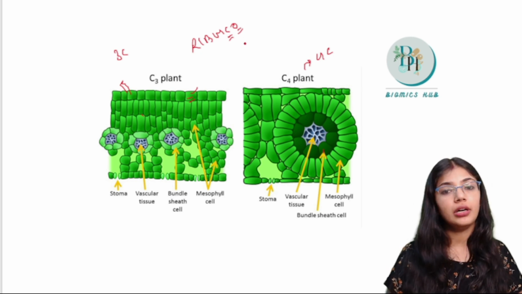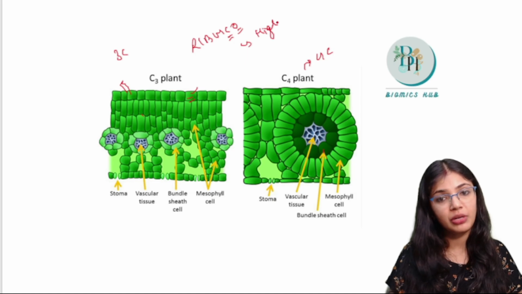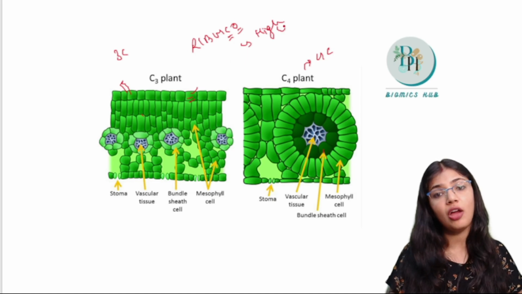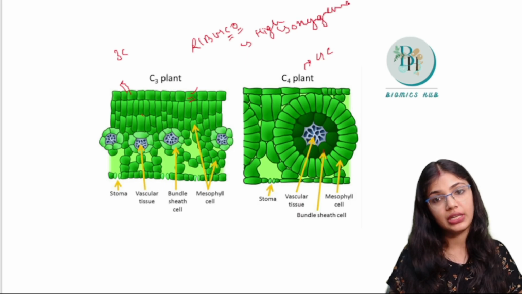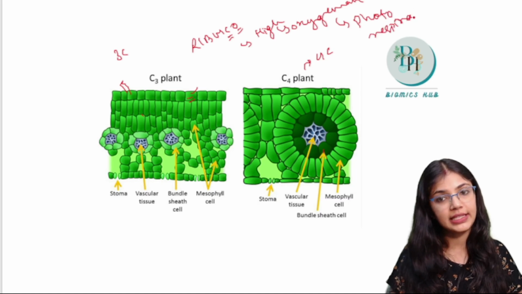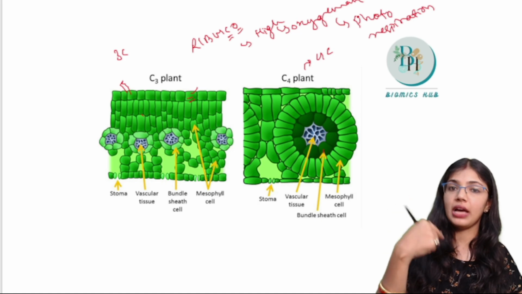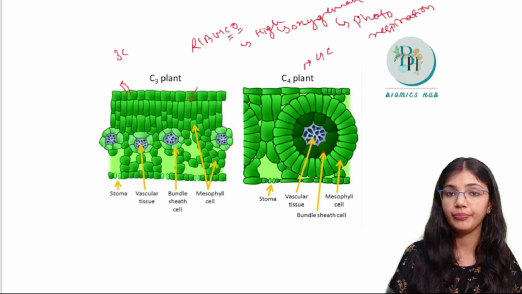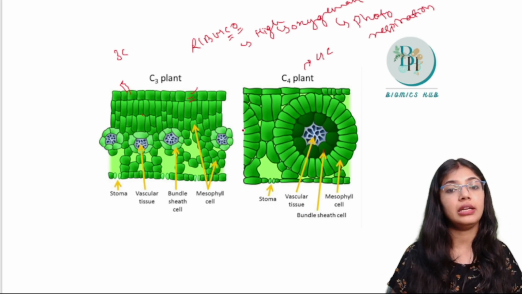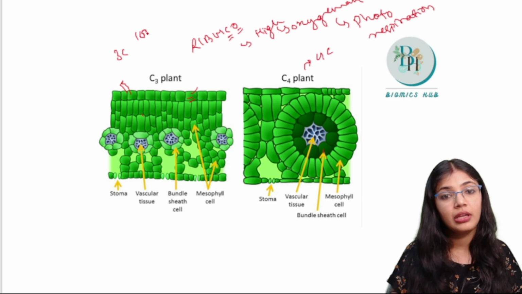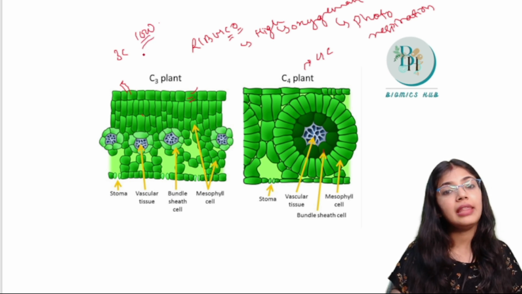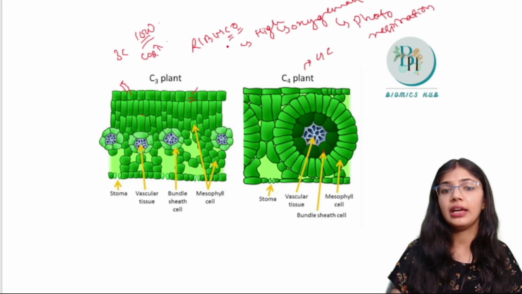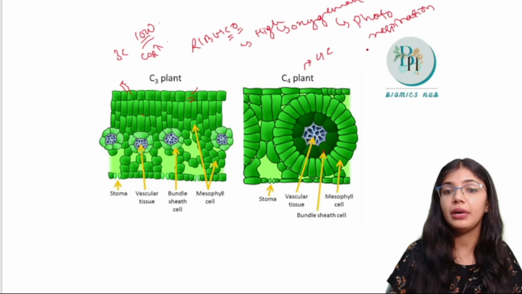So when the temperature is high, this rubisco works as an oxygenase, due to which photorespiration takes place. So in photorespiration, what happens? The oxygen is taken in by the plant and it releases carbon dioxide, which is a wasteful process. But in the case of the C3 cycle, when the temperature is low and the amount of CO2 is high, this enzyme works as a carboxylase. So here there is no problem, but in C4 plants there is a problem.